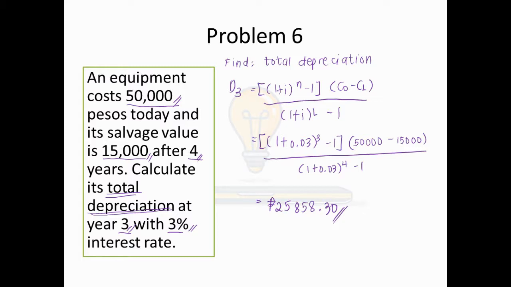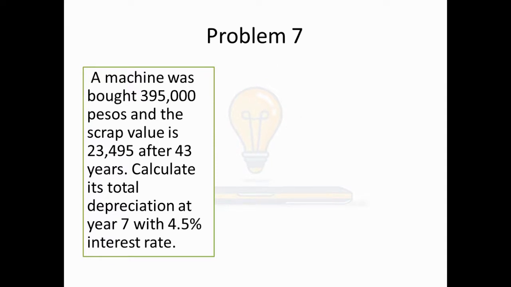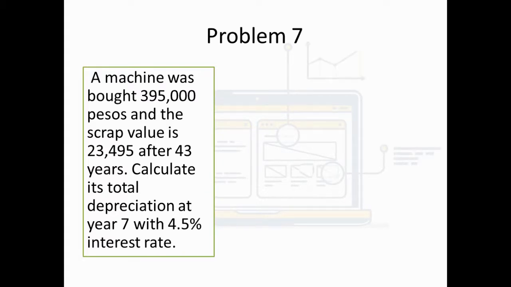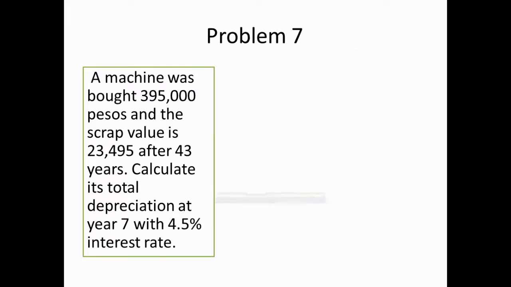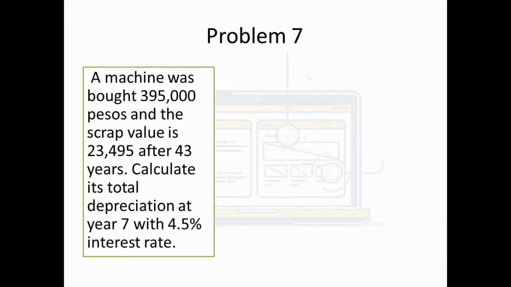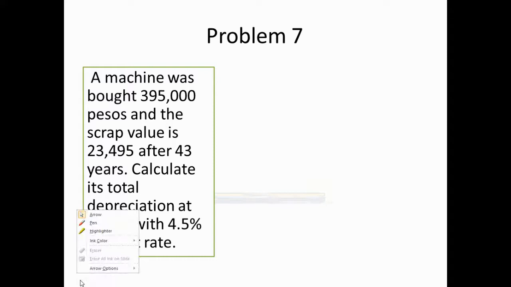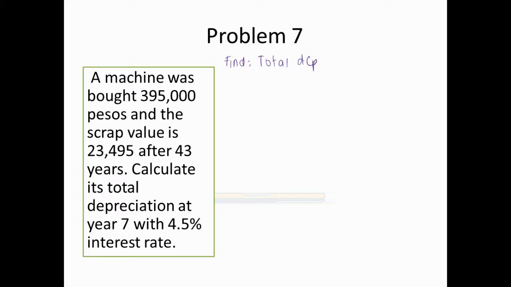Okay, so next problem, we have problem 7. A machine was bought at 395,000 pesos and the scrap value is 23,495 after 43 years. The problem asks us to calculate its total depreciation at year 7 with 4.5% interest rate. So meaning to say, we need to find the total depreciation, or the capital letter D, again, but this time it's for year 7, or the unknown is D sub 7.